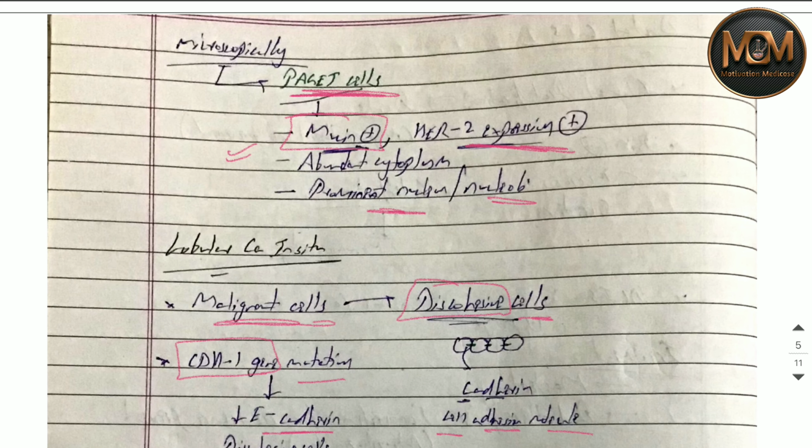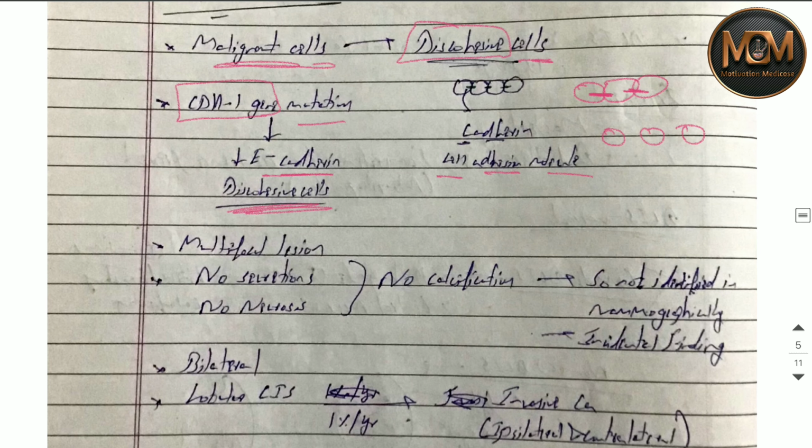If this structure is removed between the cells, you can see there's one, two, three cells, and the structure in between is the cadherin. If this is removed, the structure will be discohesive. So that's why we call them discohesive cells. There's a multifocal lesion in this also.